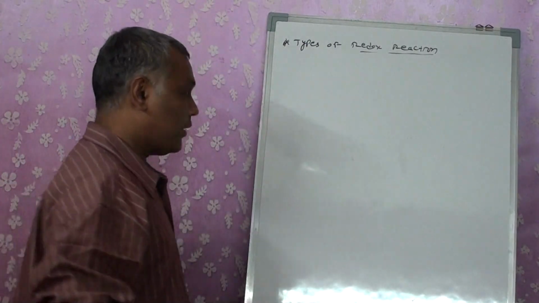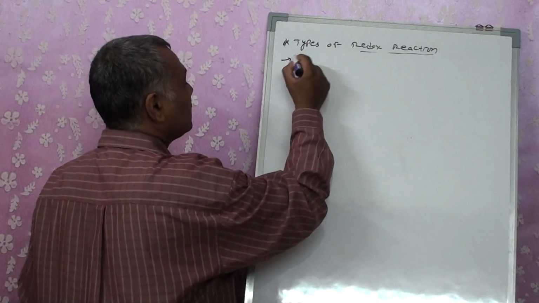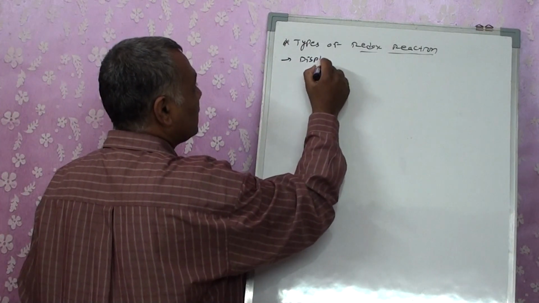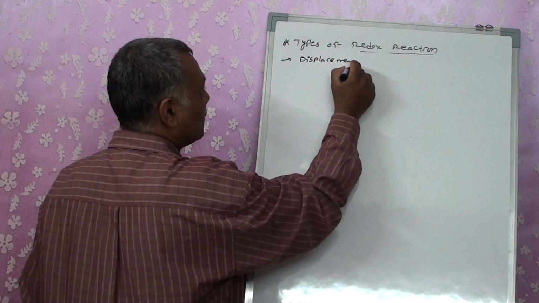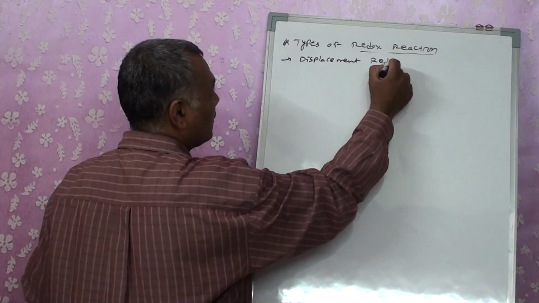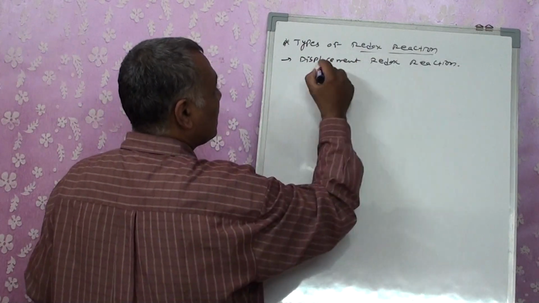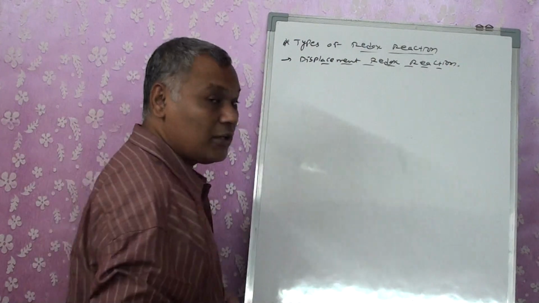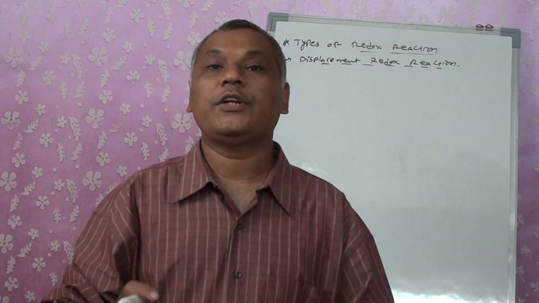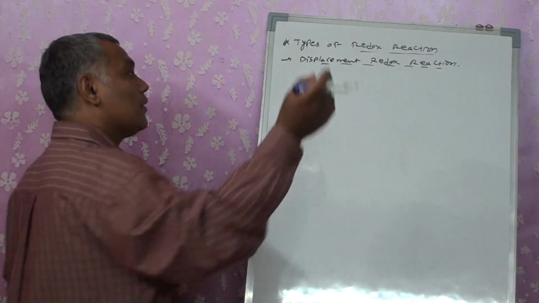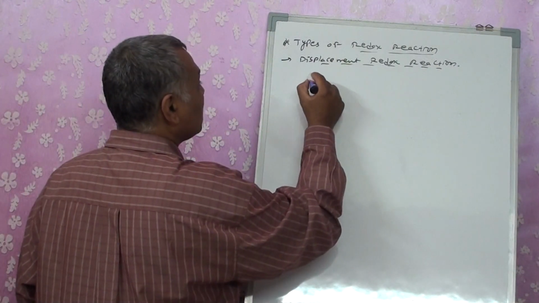The third type we are having is a displacement reaction. Displacement is the reaction in which an element becomes a compound and a compound becomes an element by changing their oxidation number. Right? That is a displacement reaction.